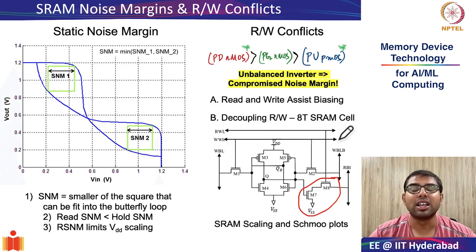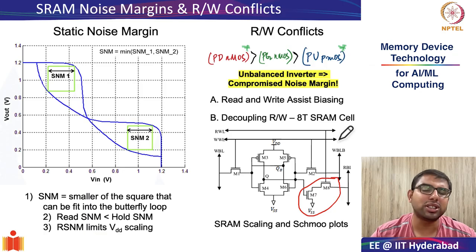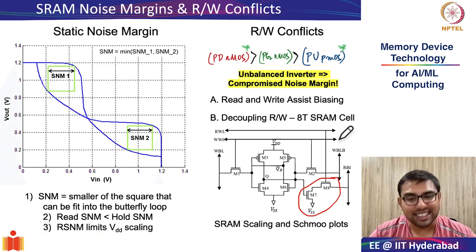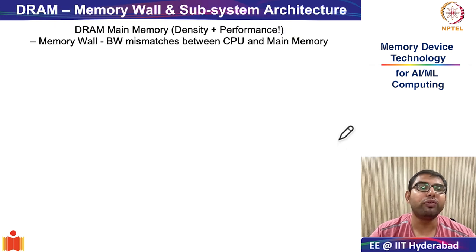Finally, we looked at some of the technological considerations in SRAM scaling, which is similar to transistor scaling or logic transistor scaling. And also we looked at some technology qualifiers through the Shmoo plots. Next, we moved on to the DRAM main memory.